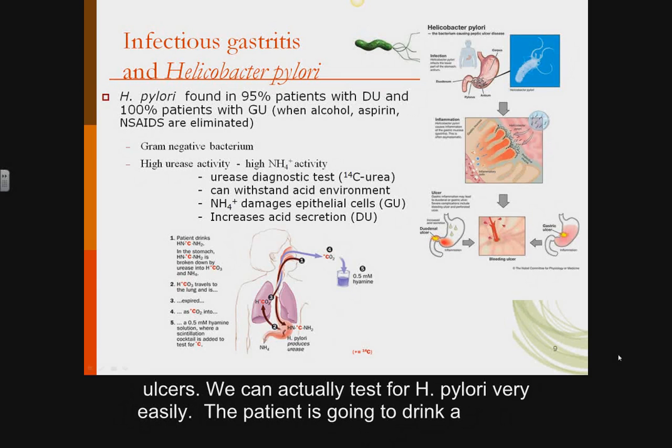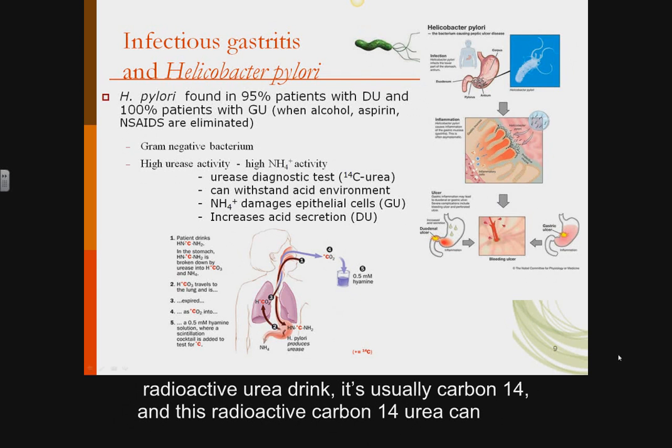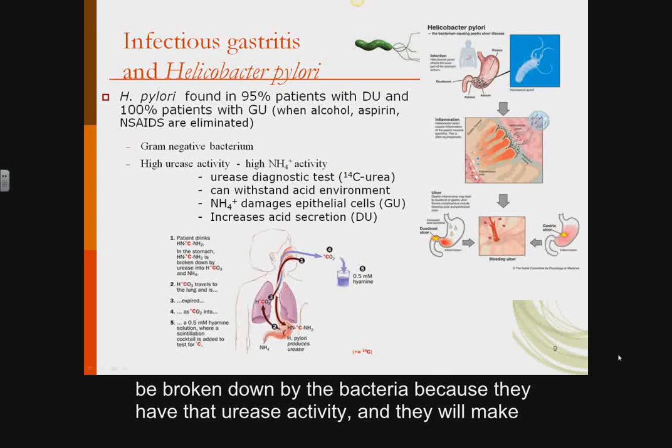We can test for H. pylori very easily. The patient is going to drink a radioactive urea drink. It has carbon-14, and this radioactive carbon-14 urea can be broken down by the bacteria because they have the urease activity, and they will make ammonium with it.